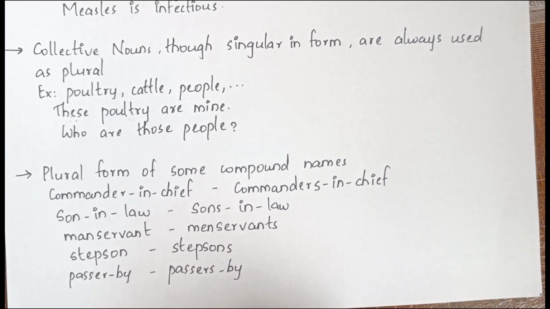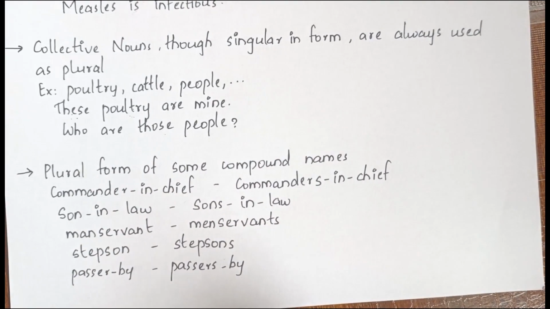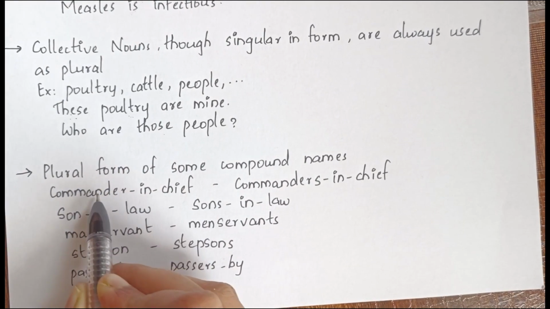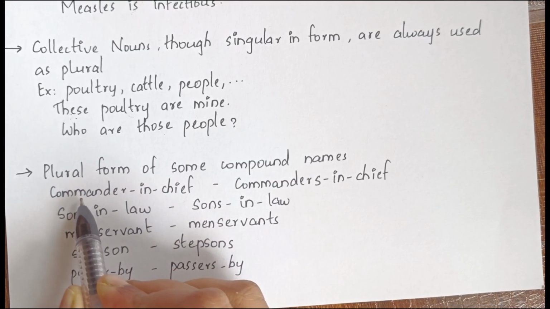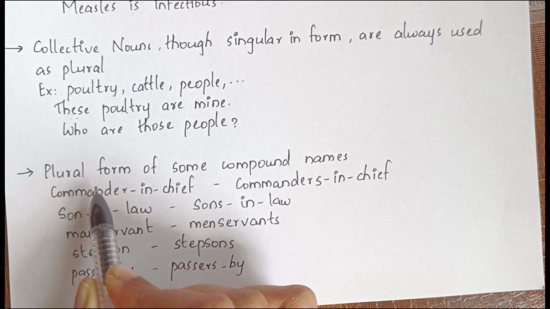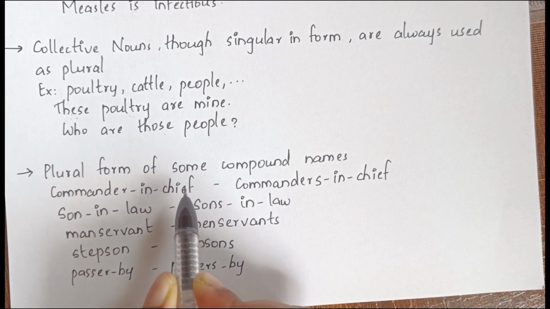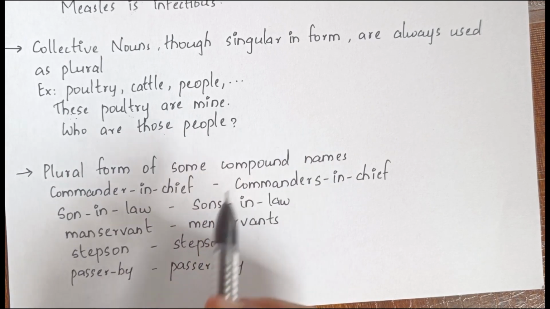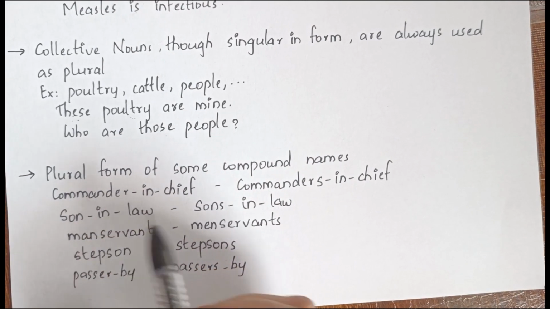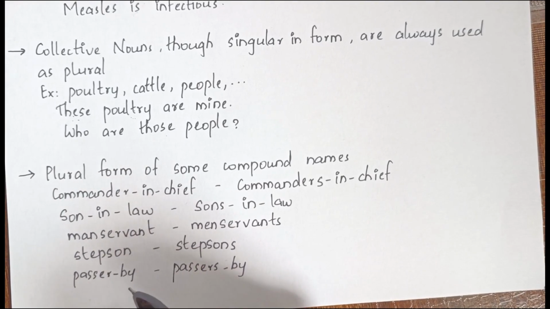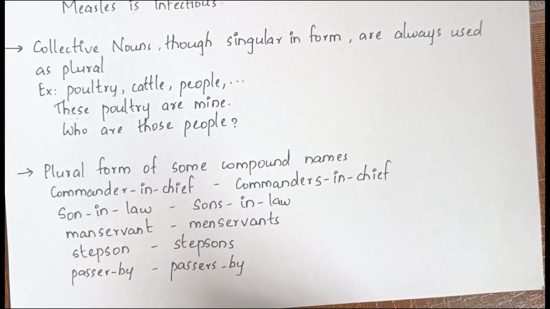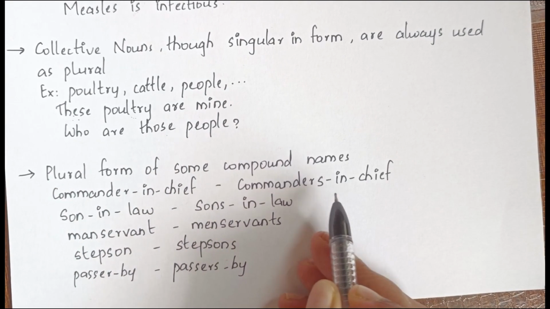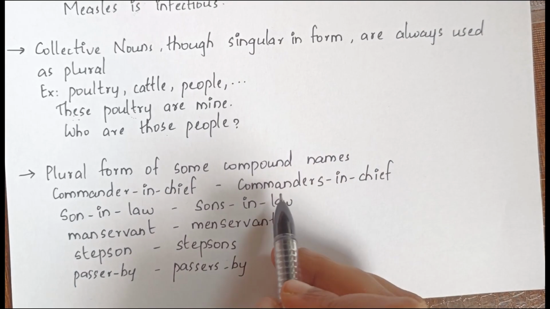Those are the main grammar rules. Now we can just look into the plural form of some compound nouns. Compound nouns means, although it contains three words like commander in chief, it's considered as a single word with three parts. Such names we call compound nouns. So how can we form the plural forms? I have provided some examples here which we see in common life. A commander in chief, the plural form is commanders in chief, not commander in chiefs.